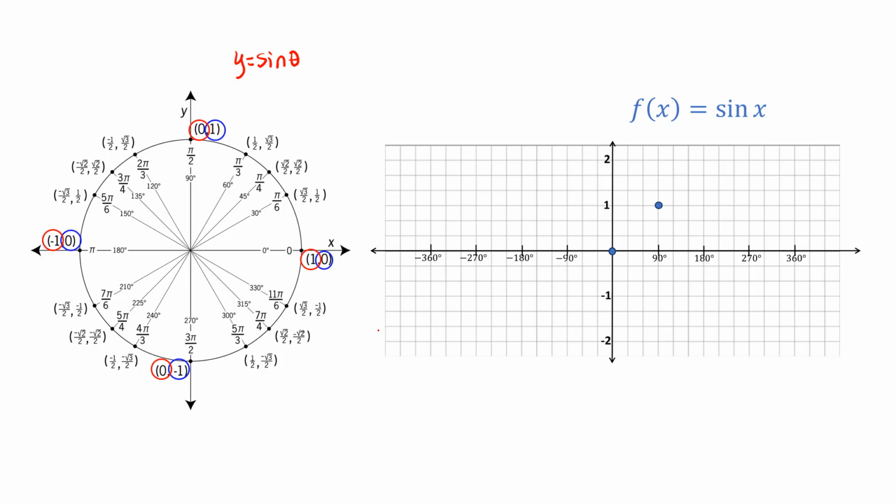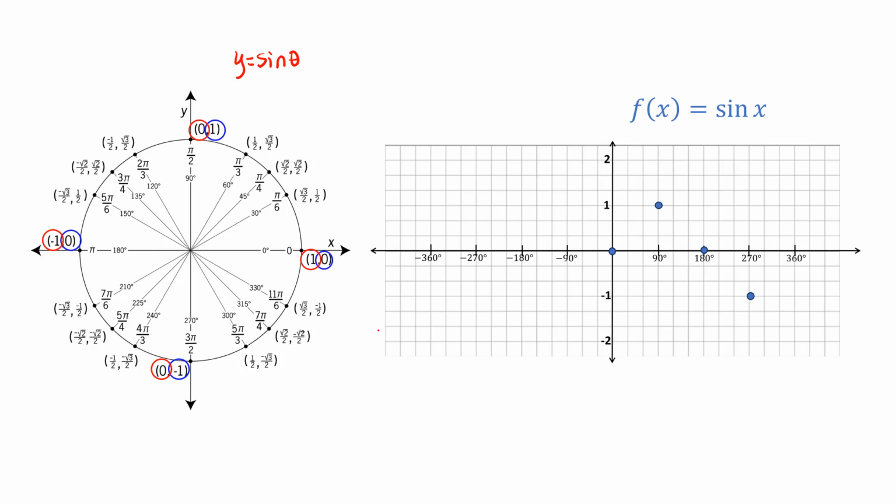And then you start to decrease with your y coordinate. It goes from square root of 3 over 2, square root of 2 over 2, 1/2, and then back to 0. So it's coming down. By the time it gets to 180, it's at 0. And then as you go from 180 to 270, it's starting to go negative. So the y coordinate goes down to -1.